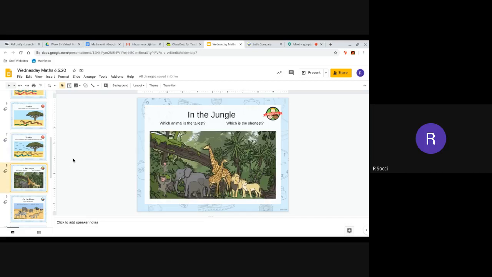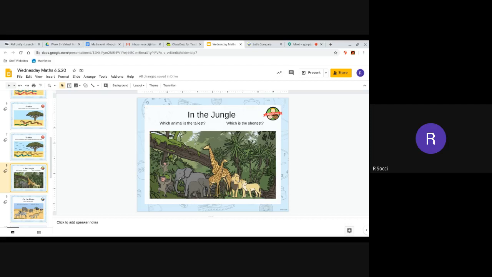Okay, what I'm going to do now is I'm going to ask you a couple of questions and I want you to have a go at writing down the answers in your exercise books. So, first of all, let's have a look at this jungle picture here. I want you to write down which animal is the tallest. Okay, so write down the animal type. Which animal is the tallest? So, you've got monkeys, elephants, giraffe, lion. I want you to choose the animal that you think is the tallest.